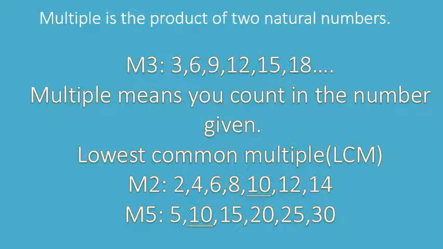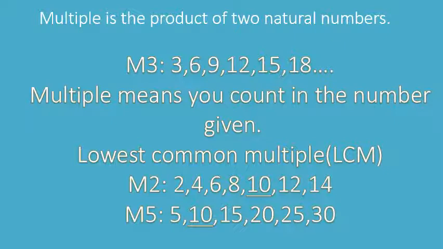Okay, so first off, multiples is the product of two natural numbers. Meaning, if I ask you the multiples of 3, then it means you count in that number. 3, 6, 9, 12, 15, 18, and we can go on. So that is the multiples of 3. So that means basically it's your multiplication timetable of 3. So multiple means you count in the number given.